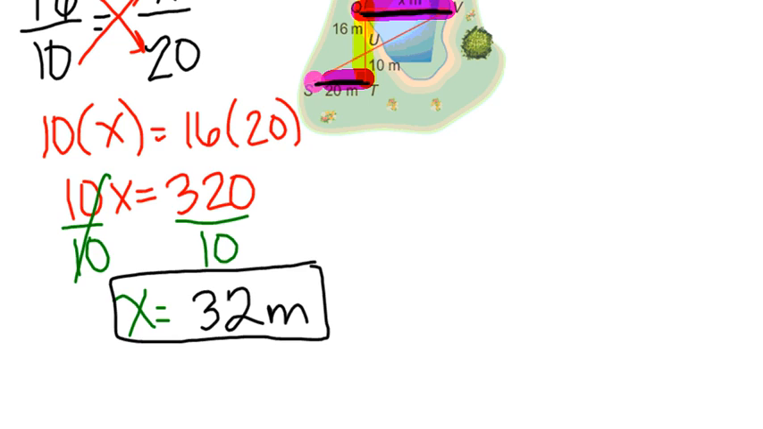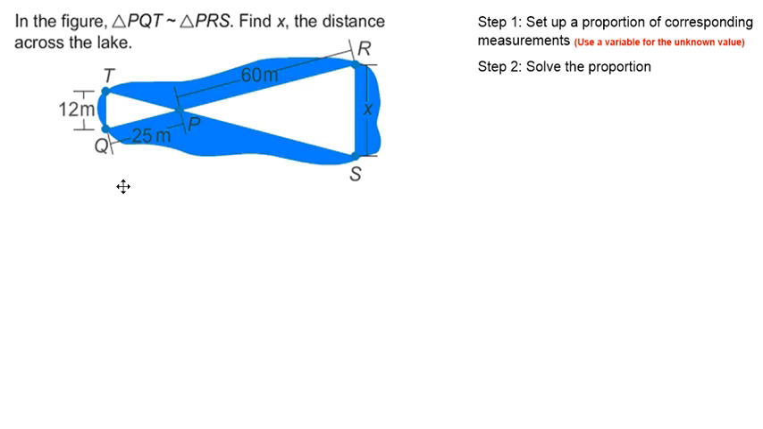All right, I got another one for you. In this figure, PQT corresponds to PRS. Now we're going to have to find the distance across the lake. So again, the hardest part is just identifying which parts correspond with what. So here we know that 12 corresponds with x, and we also know that QP is going to correspond with PR.